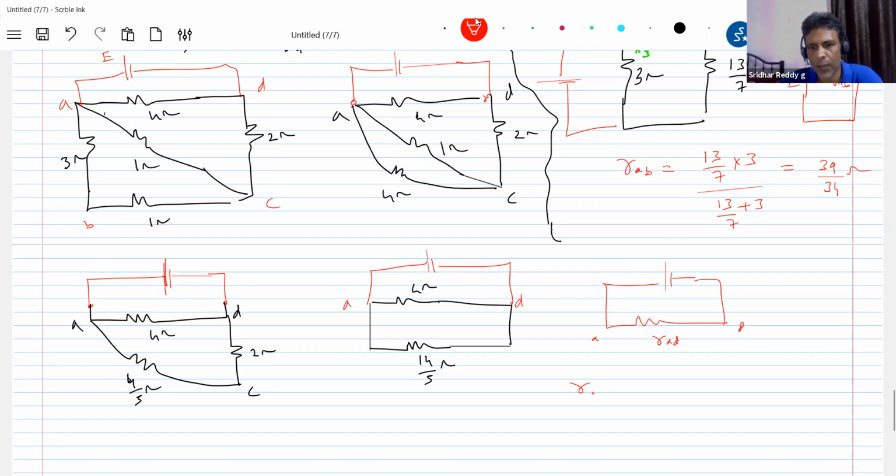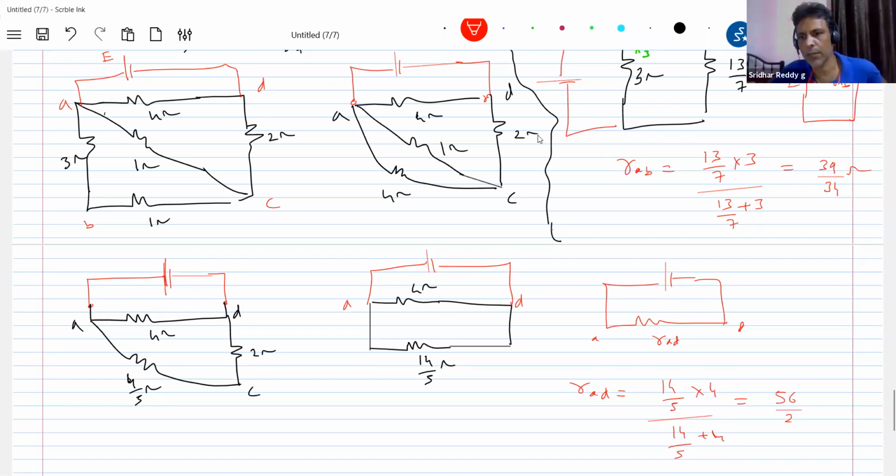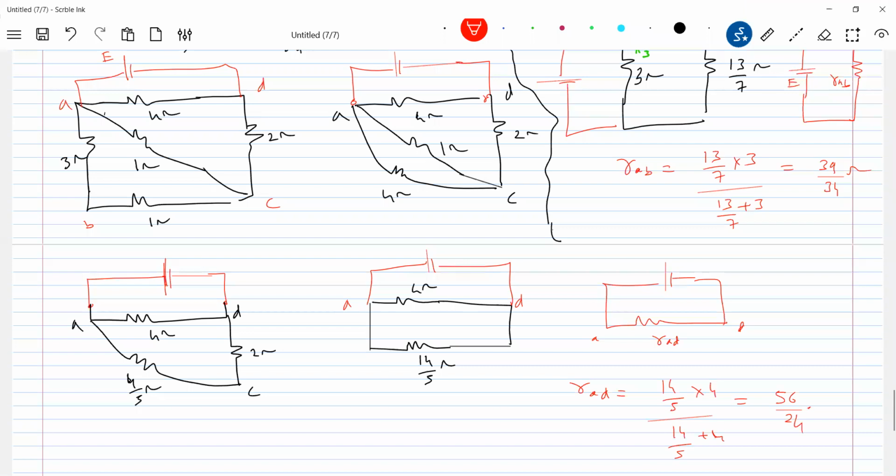So what should RAD be equal to? RAD should be equal to 14 by 5 into 4 over 14 by 5 plus 4. That gives 56 by 34. Some different answers. If we simplify this, it can be reduced further by 2. Yes, sir. So 56 by 34 becomes 28 by 17. RAD is 28 by 17.